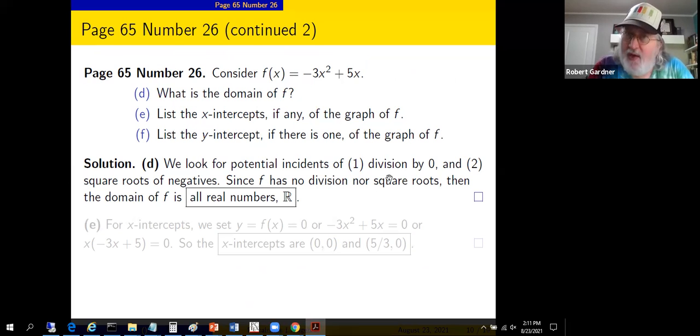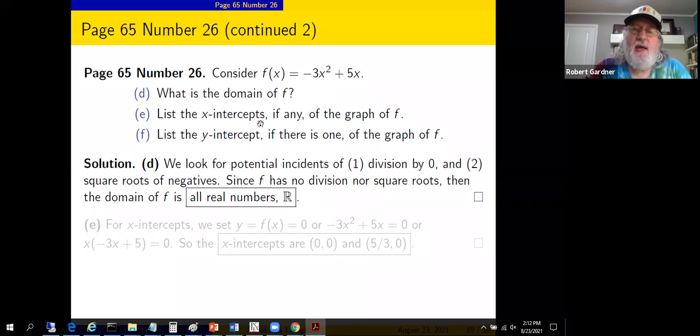In your mathematical travels, some other stuff could go wrong. If you deal with trig functions, you can't take the tangent of 90 degrees, for example. You can't take logarithms of negatives. So other things can go wrong. But for now, division by 0 and square roots of negatives are the only things we'll encounter. We'll build on that when we look at log functions in chapter 5. But the only 2 things we're concerned with now, neither is an issue. So the domain is all real numbers.